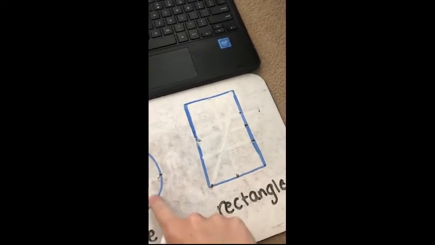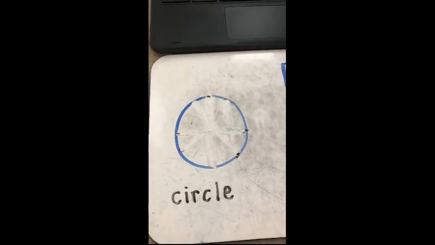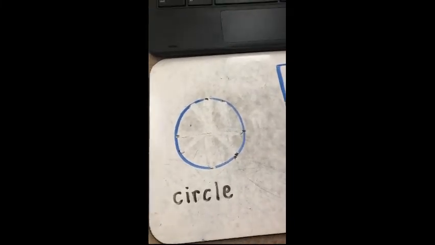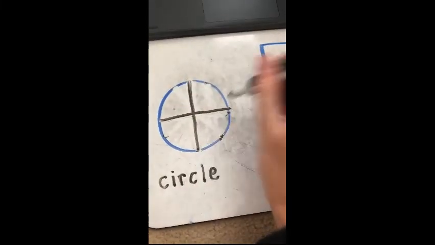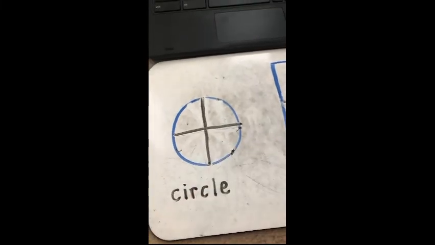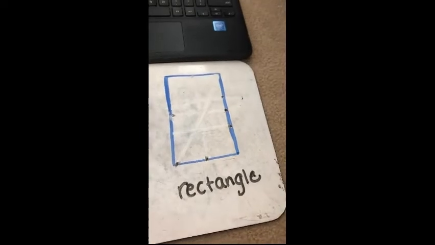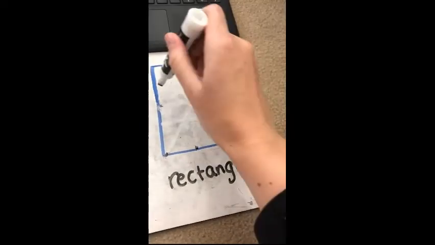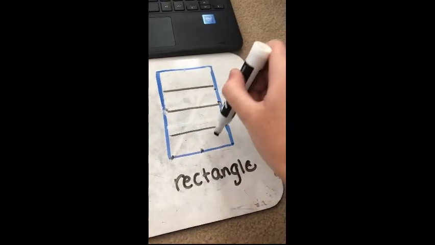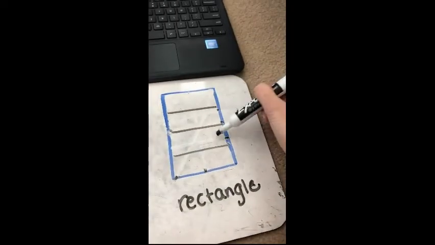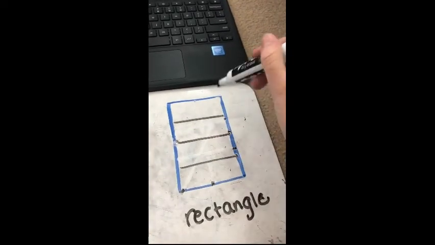Fourths. Can you divide your circle into fourths? 4 equal parts. 1 line down the middle, 1 line across. 1, 2, 3, 4 equal parts. Good. How about your rectangle? Can you divide your rectangle into fourths? 1, 2, 3, 4. 4 equal parts, fourths. Or if you went this way, 1, 2, 3, 4.